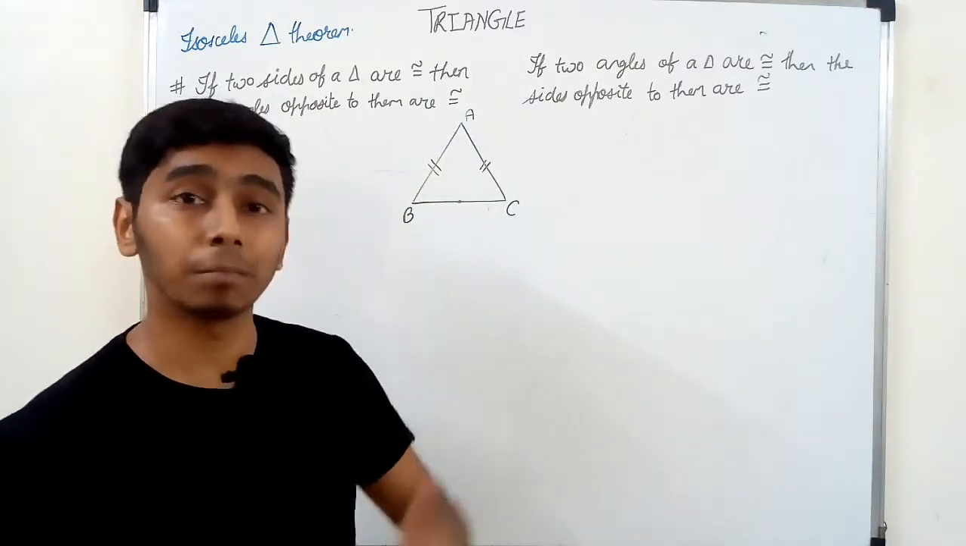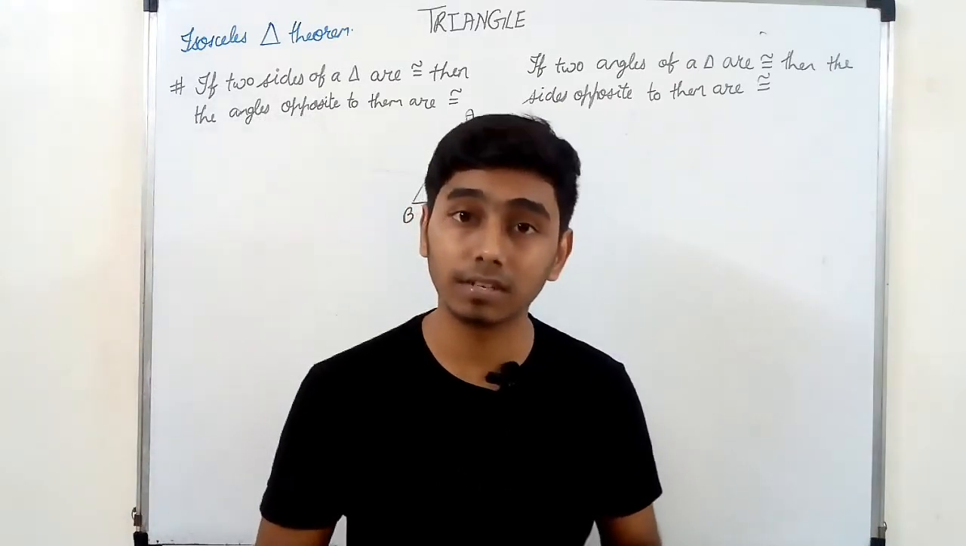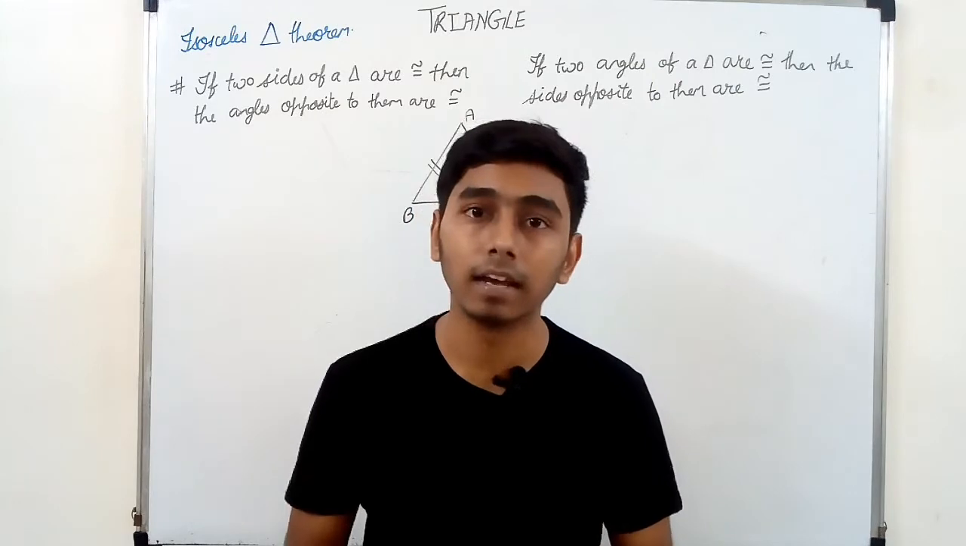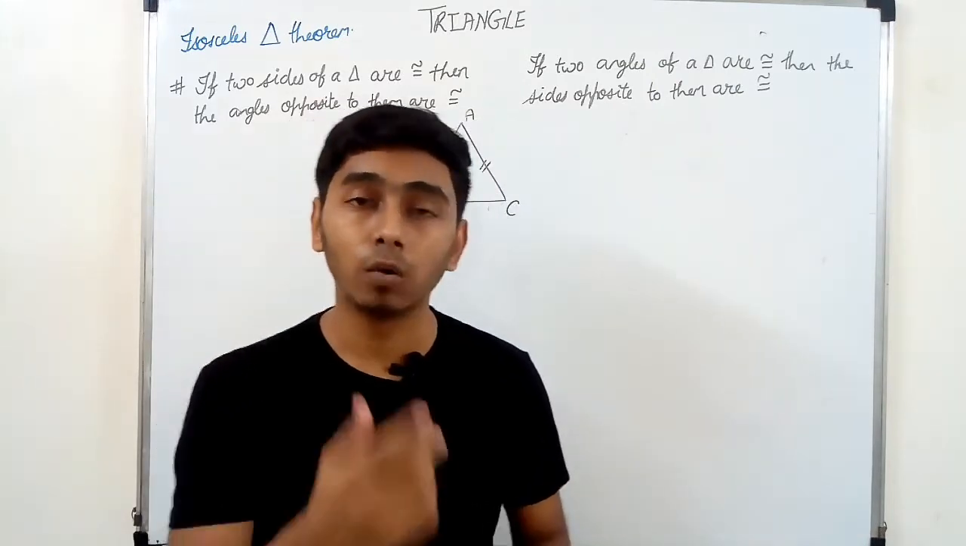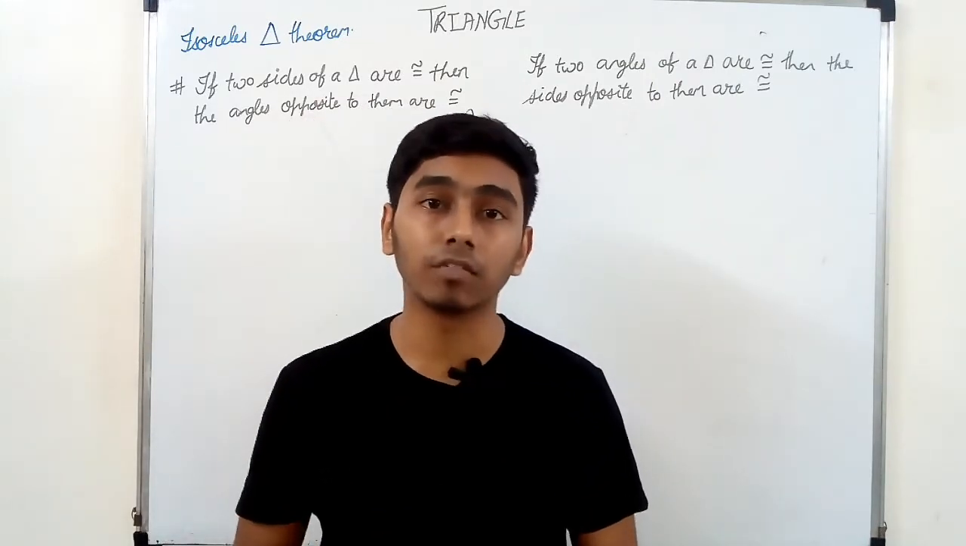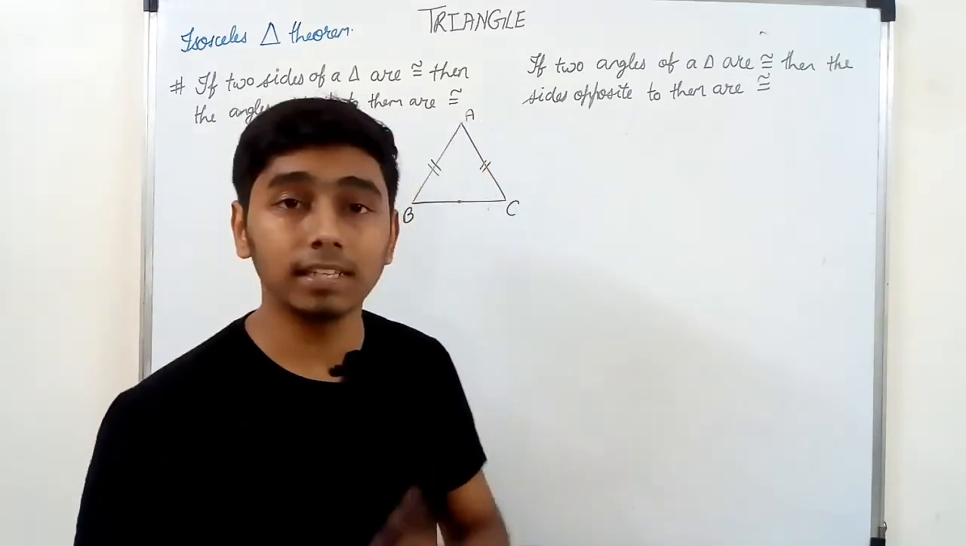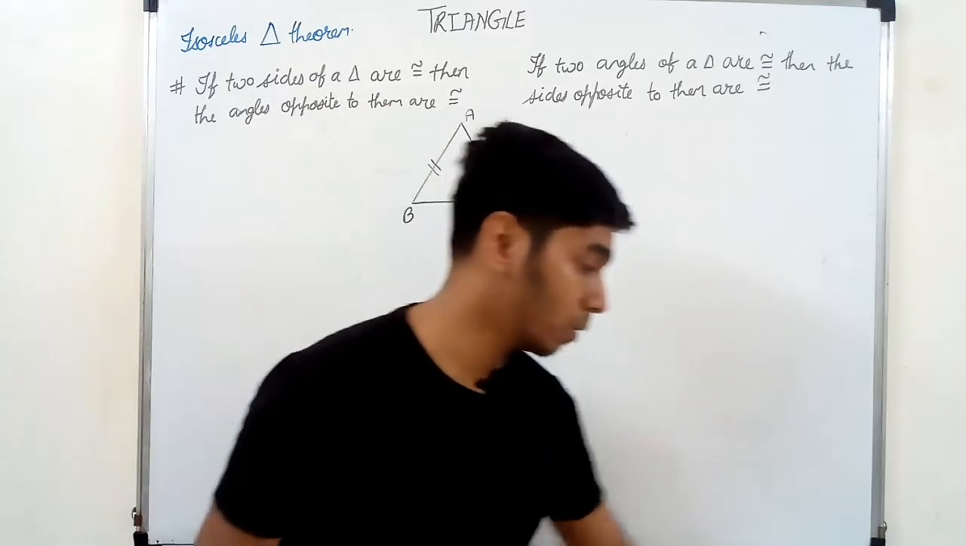We'll be looking at some theorems: the Isosceles Triangle Theorem, the 30-60-90 degree triangle theorem, the 45-45-90 degree triangle theorem, and also the last one, the theorem based on the median of a triangle. So let's start them one by one.